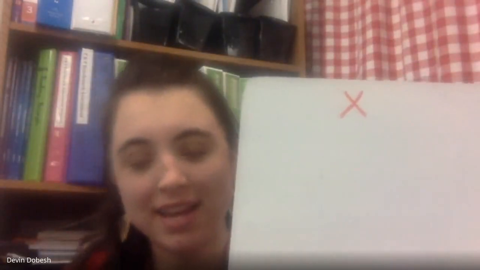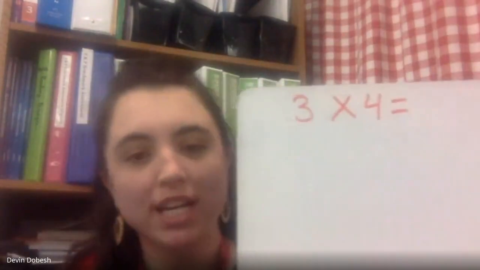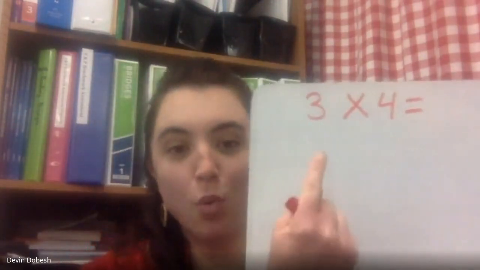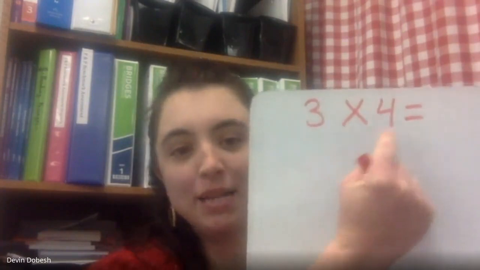And the first one I just want to review, what is multiplication? Well, multiplication is when we use the times symbol or the multiplication symbol, and it looks like an X. And when we have multiplication, we have two numbers, and it usually will say like 3 times 4, or it could be any number. We've been working on just single digits, which means one number. So 3 times 4 equals 12.